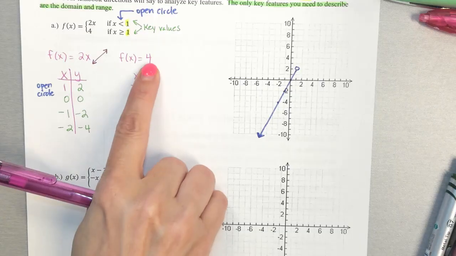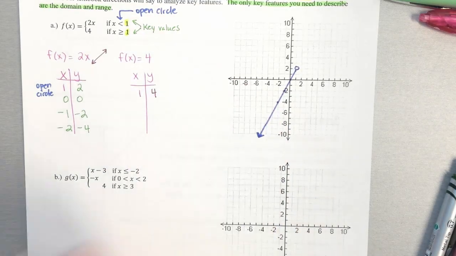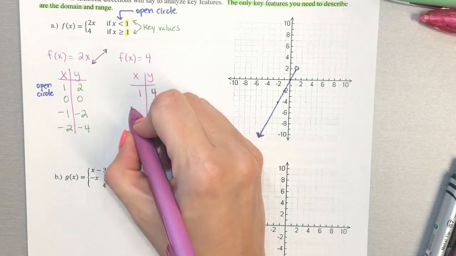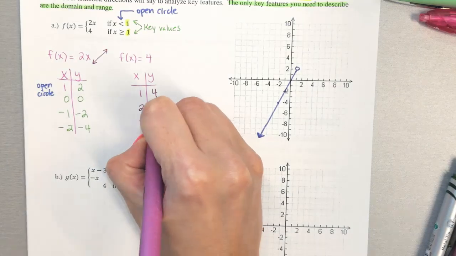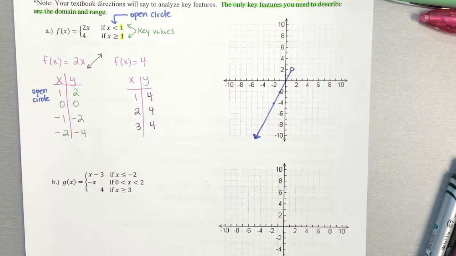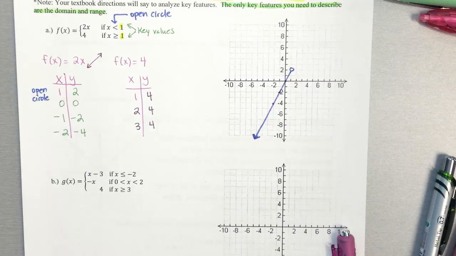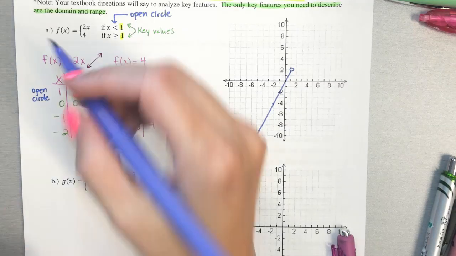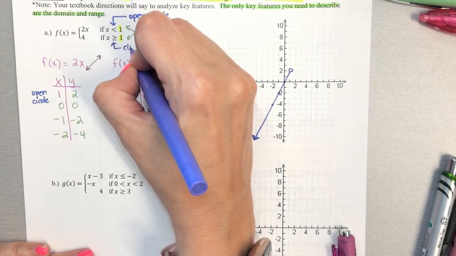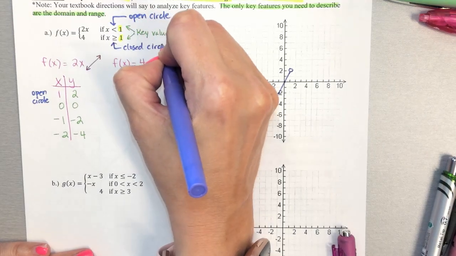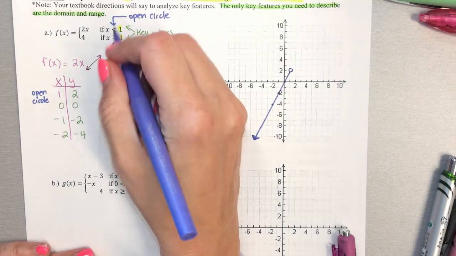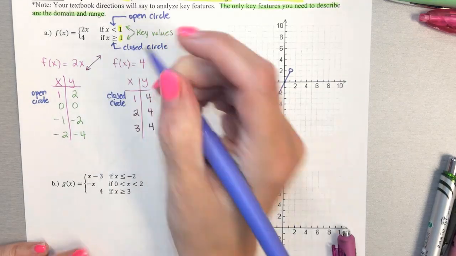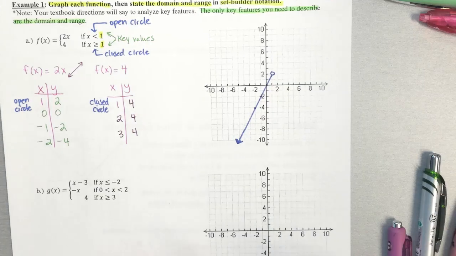Okay, now when you plug in 1, you're just going to get 4. And it doesn't matter what you plug in. So if x is greater than or equal to 1, if you plug in 2, you're going to get 4. If you plug in 3, you're going to get 4. If you plug in 10, you're going to get 4. Okay, so this is a closed circle. And it's only these key values where we denote what kind of circle it is. Okay, the rest are just points on your graph.